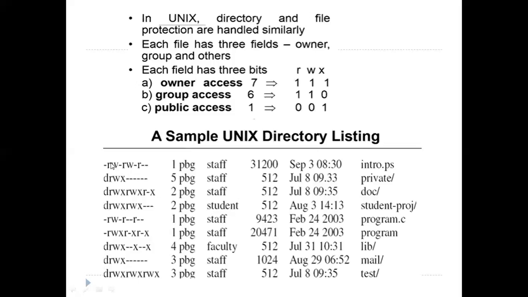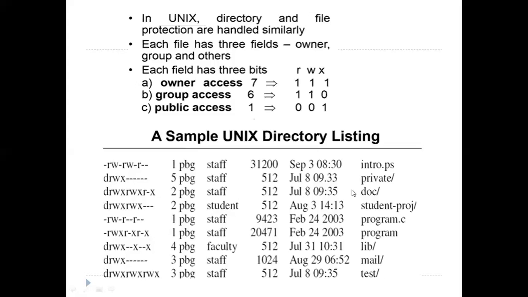It has read and write access for owner. It has read and write access for group, and has only read access for the public. So first, these three are for owner, next three are for group, and the last three are for public. Okay. Look at this one. It's a D. D means a directory. Directory is also a file, but it is a special type of file, right?